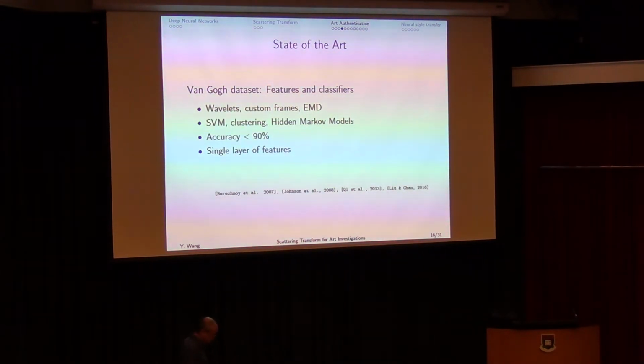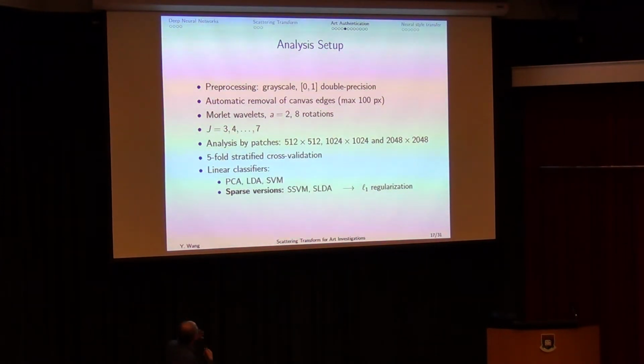Because the data size is also very small, most people just use one layer of features. So we said, let's see whether the scattering transform, because there is a small amount of data, maybe that's exactly what the scattering transform is good for. So we decided to use the scattering transform to obtain the features. Instead of guessing, we use the scattering transform. We actually use a large J.